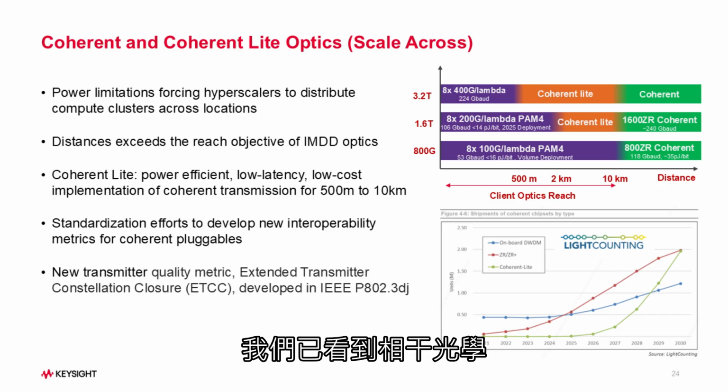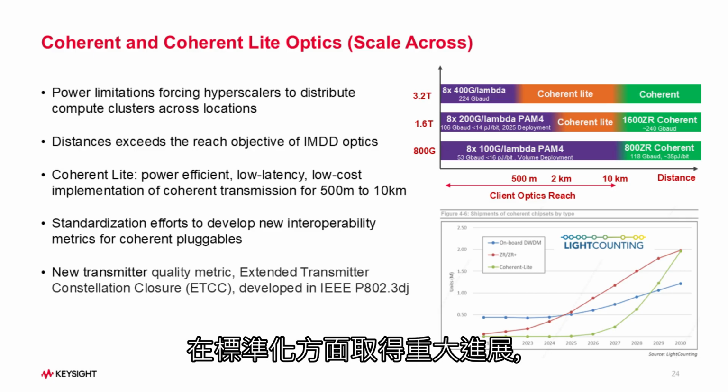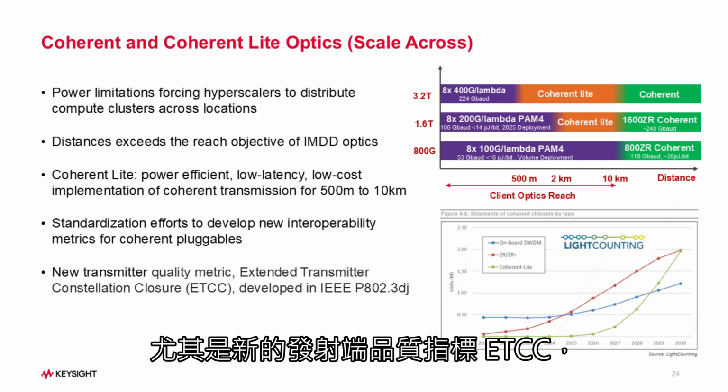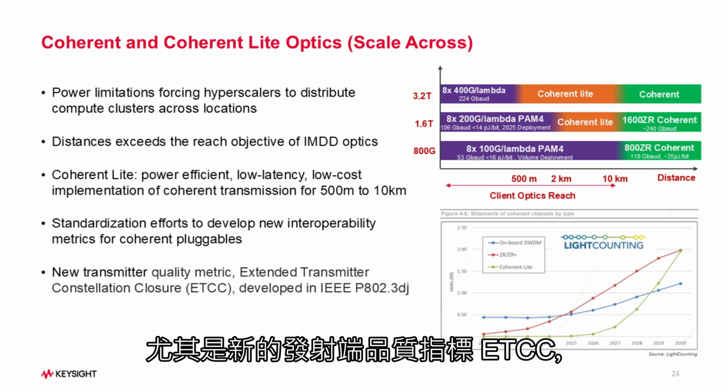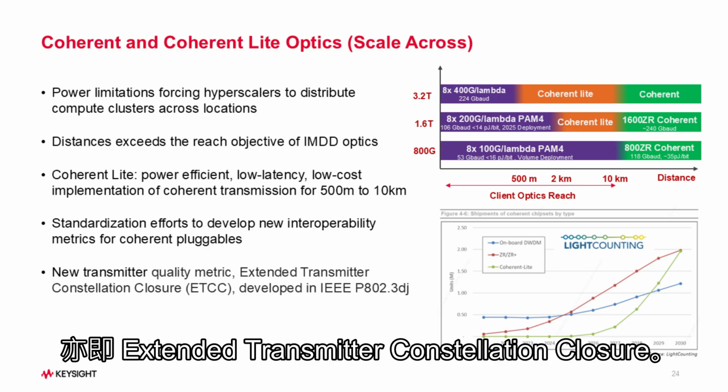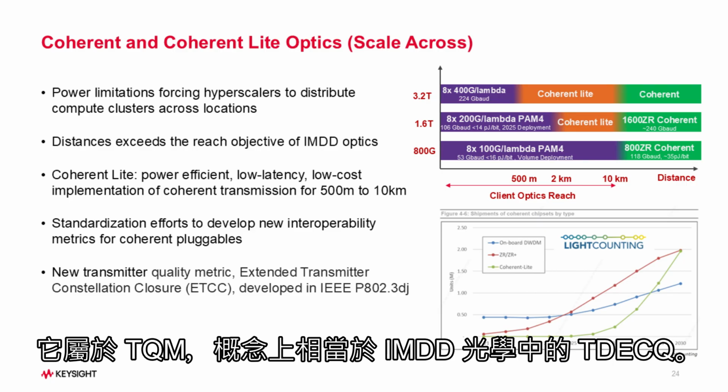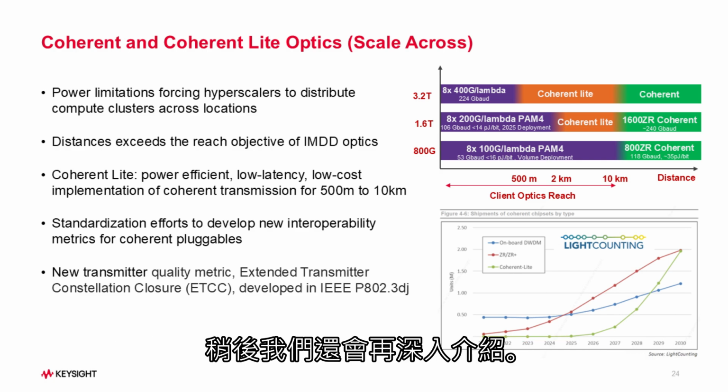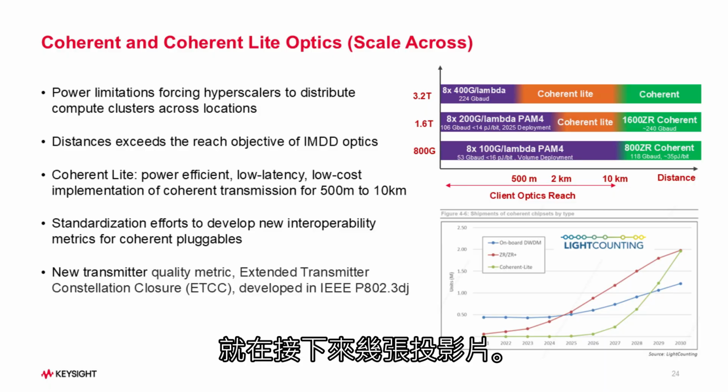It is important to note that we have seen significant standardization efforts for coherent optics, particularly the development of a new transmitter quality metric for coherent optics, ETCC, or extended transmitter constellation closure, which is a power penalty TQM analogous to TDECQ in IMDD optics. And that's something we're going to talk about a bit in a few slides.